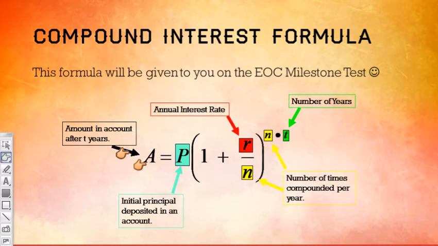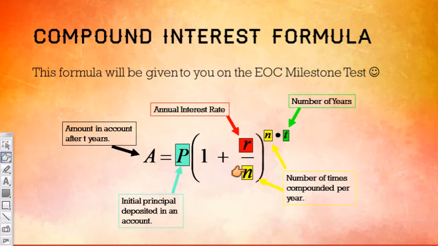So the amount in the account after t years, that's going to be my a or a sub t, and that's going to equal my principal balance. That's my beginning. You can think about it like your b. Okay, that's where you start. And then in here, it's very similar to what we did before. So this time it's still 1 plus, but now my annual interest rate is going to be in the numerator here. I'm going to have a fraction. So my r is going to go on top, and then the number of times that we compound in a year is going to be in the bottom.